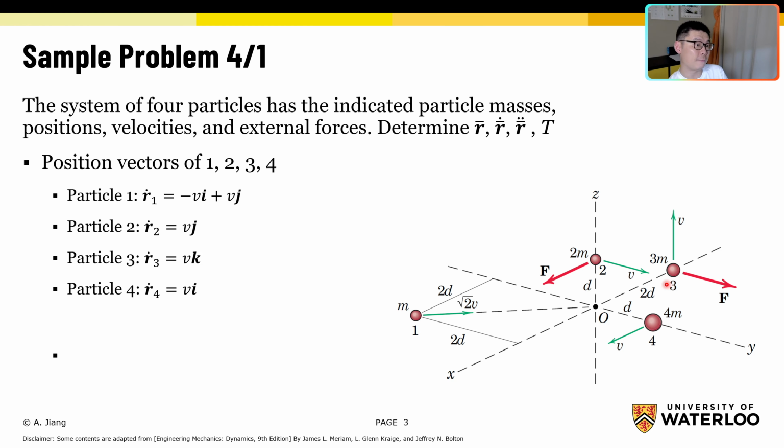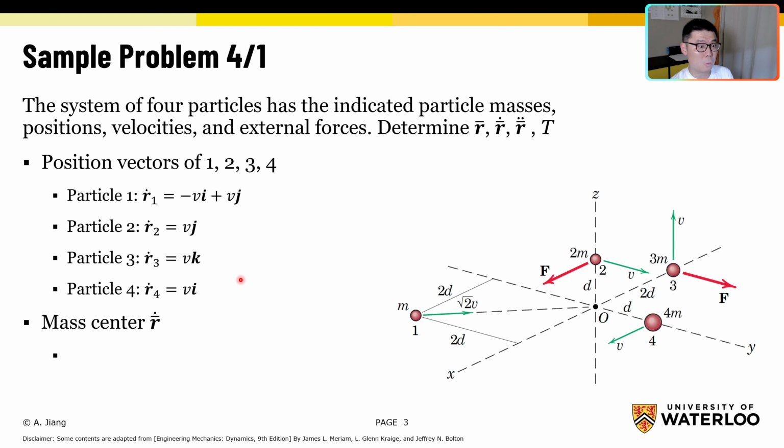Next, we'll look at the first derivative of R bar, or say R bar dot. You would realize that this is the velocity, right? Hopefully you can realize that. The derivative of displacement is velocity. Since the velocity of each particle is already given on the diagram, we see the square root of 2 v, and v, and v, and v here, we will just copy them over, and we have particle 1 as negative v, in the i direction, the x direction, y direction, z direction, and the x direction.